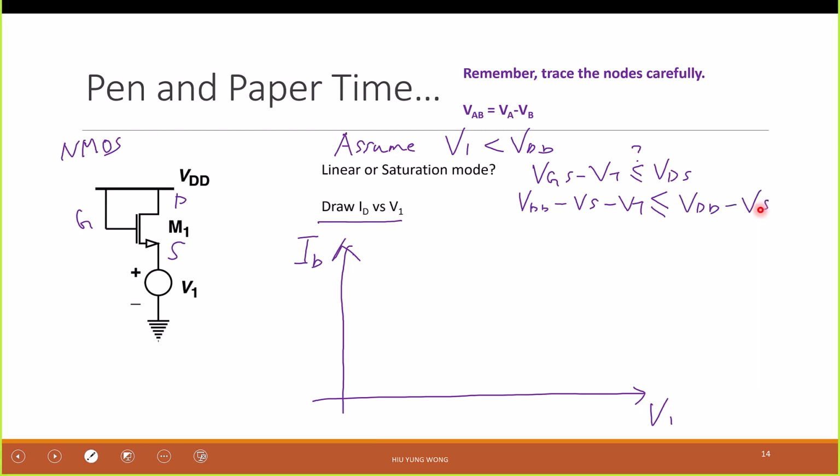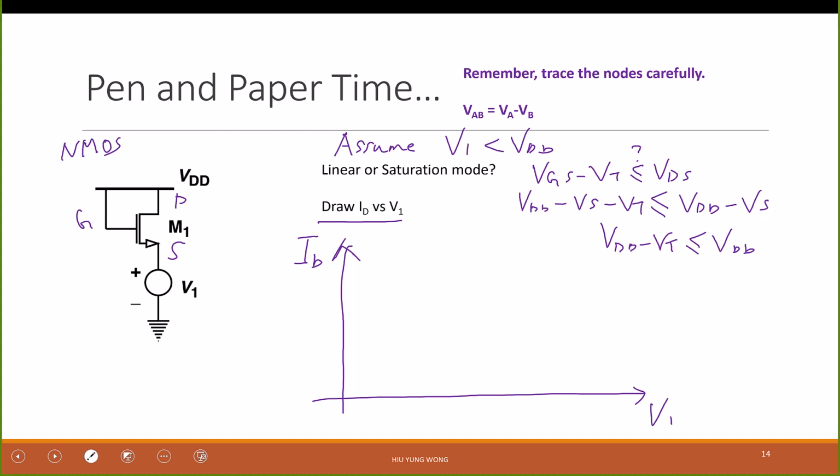Anyways, good. Someone also said V1. You can also do that. But if you do V1 here, you better do V1 here. Why is that? You see that they both have minus VS, right? So they can get cancelled. VDD minus VT smaller than VDD. VT is positive, so VDD minus VT is smaller than VDD. Is it true? Always true, sometimes true, never true? Always true, right?